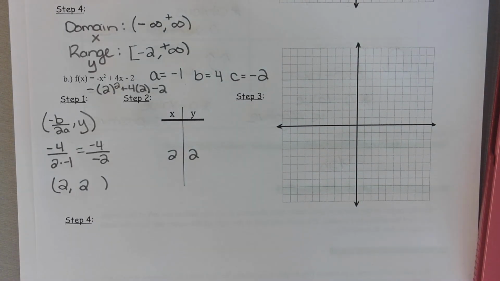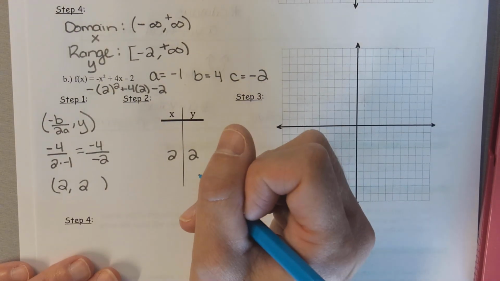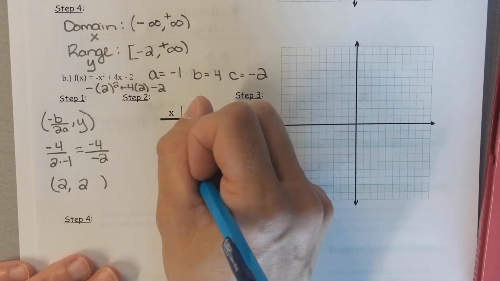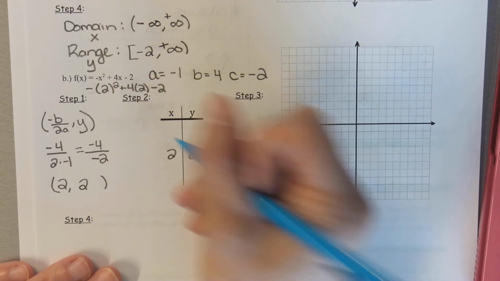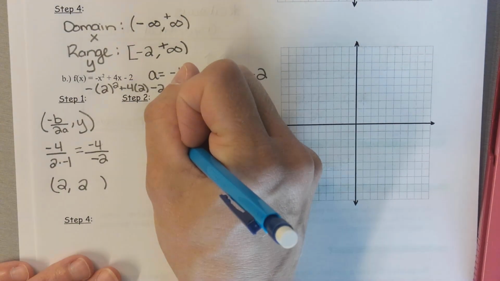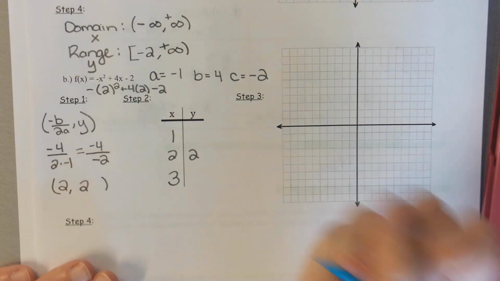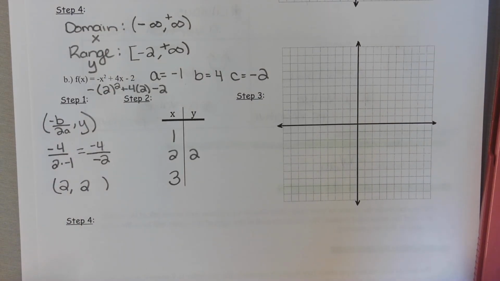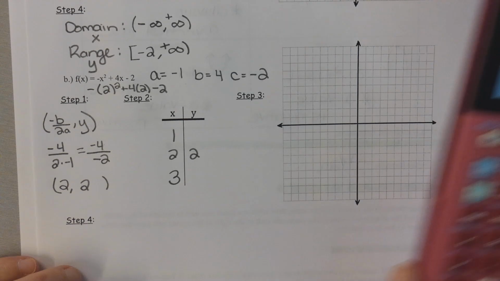In terms of x, what other points should I find? So if I know 2, 2, what other x value should I find? 1 and 3. That's right, we want either side. And again, the shortcut is plug in your favorite. You don't have to plug in both.